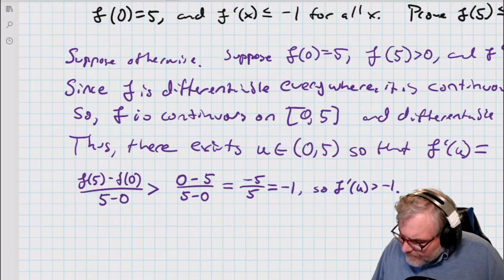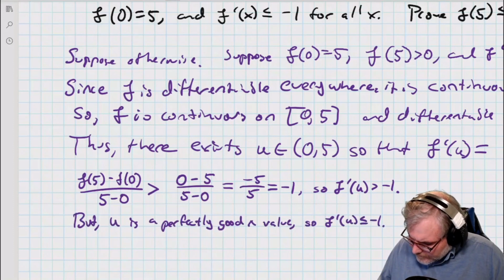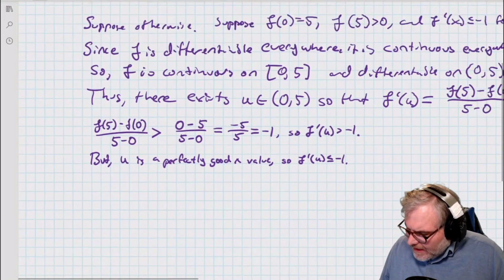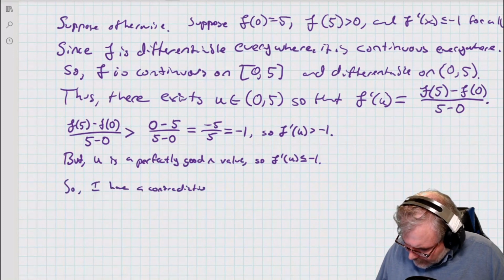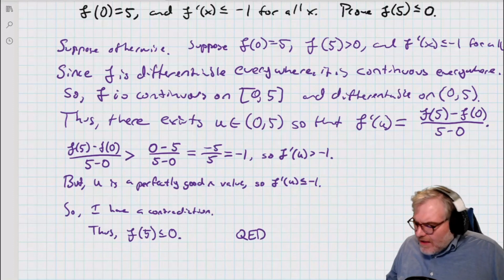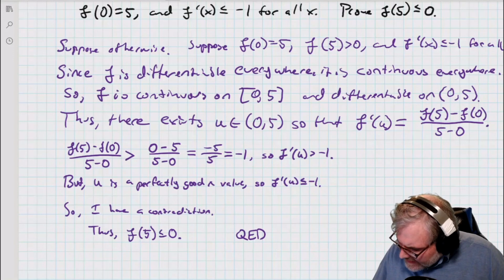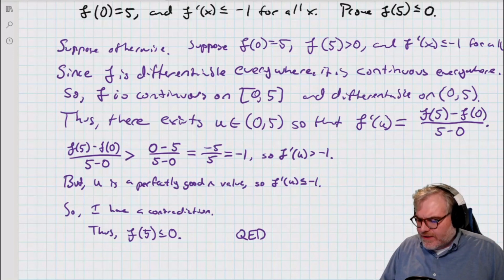But notice that violates this assumption. Right? So now I have my contradiction. And that's how it works. I used it basically exactly like I did the mean value theorem. The only big difference though, is I've got these kind of weird inequalities showing up.